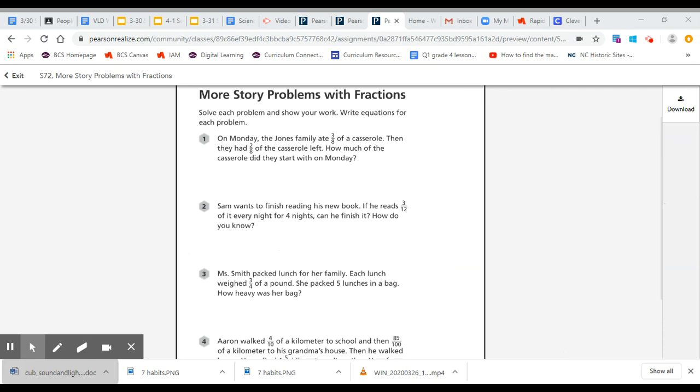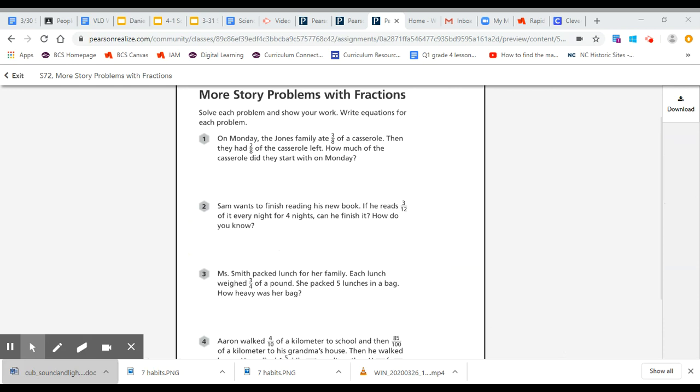The Jones family ate 3/8 of the casserole. They had 2/8 left. How much of the casserole did they start with on Monday? So when you look at how much they started with on Monday, you're going to need to look at, they had this part on Monday, but they also had this part as well. They had both of those parts together. So that would be 3 plus 3, which is 6/8. So that one was a little bit tricky. I really had to think deeply about that one.